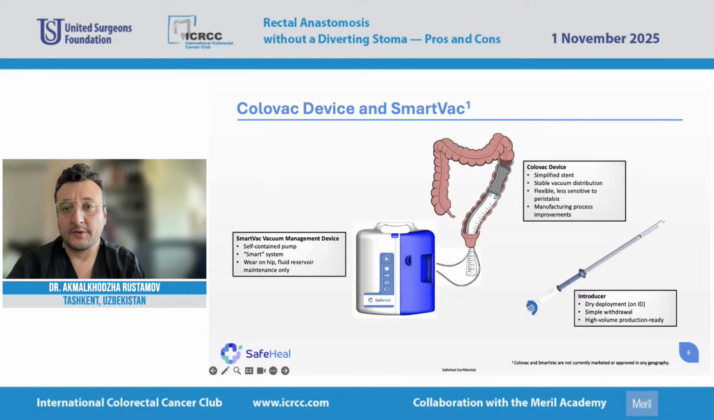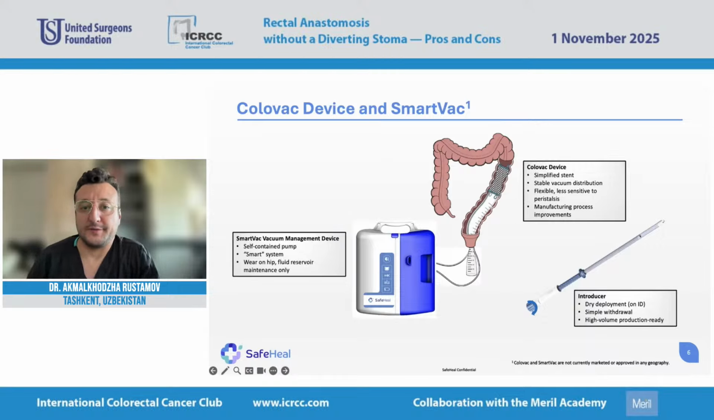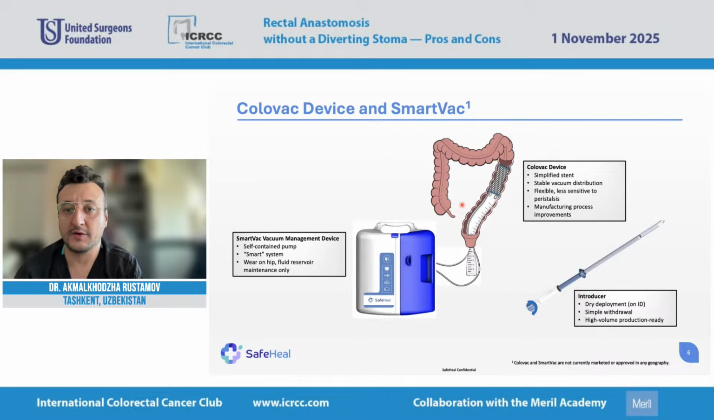Here we can see the current Colovac 2 system, the most advanced generation of the device. On the right, the Colovac device itself consists of an hourglass-shaped covered stent that anchors securely to the colonic wall through a continuous 360-degree vacuum seal. Attached to it is a flexible sheath that spans the anastomosis, protecting it from fecal flow during the critical early healing phase.